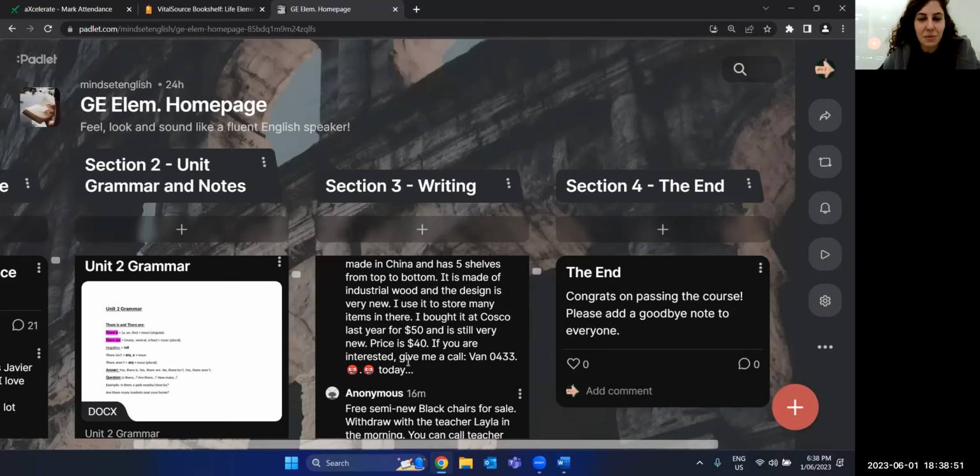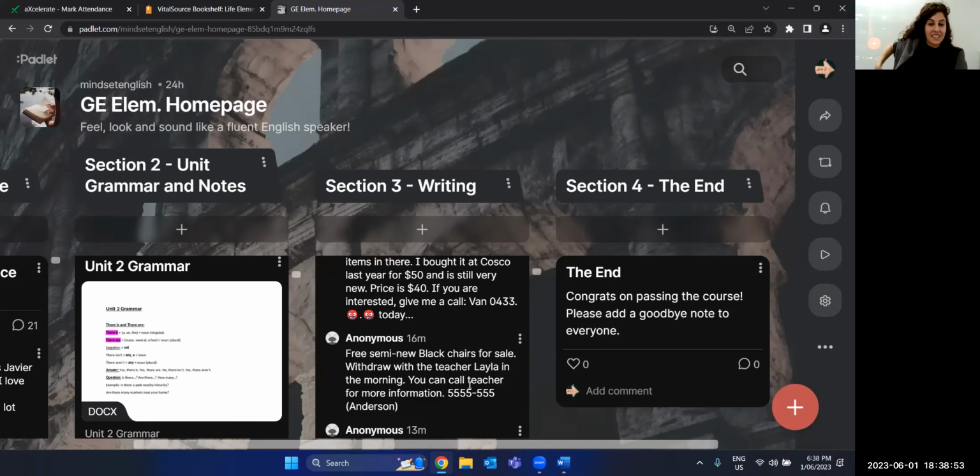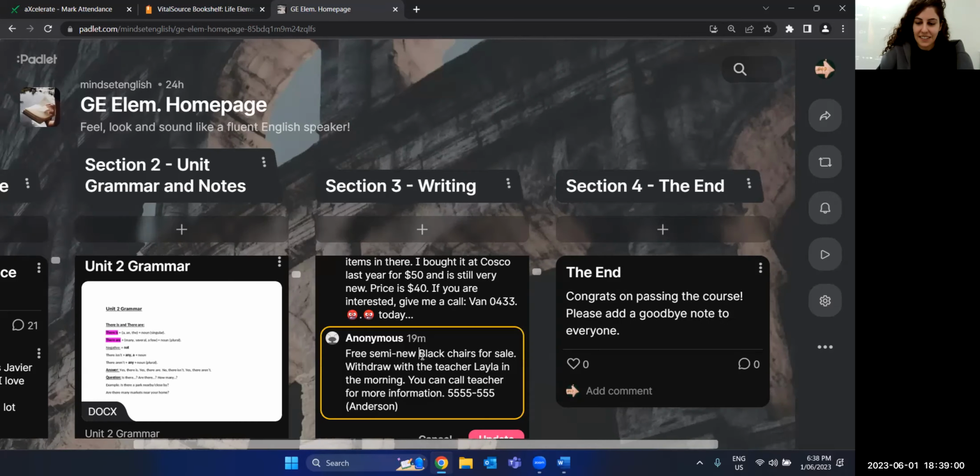So do we know what this one is about, the chair? So this semi-new black chair for sale. This chair? Okay, for sale. Withdraw. Withdraw means you take away. With the teacher Laila in the morning.